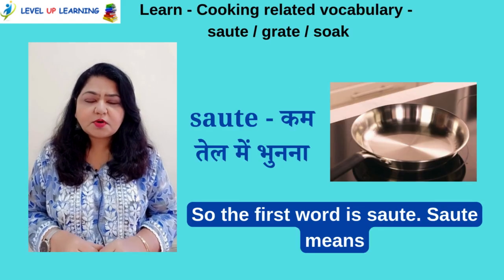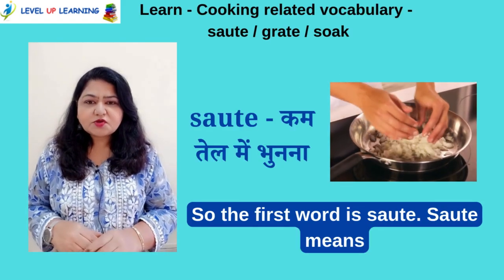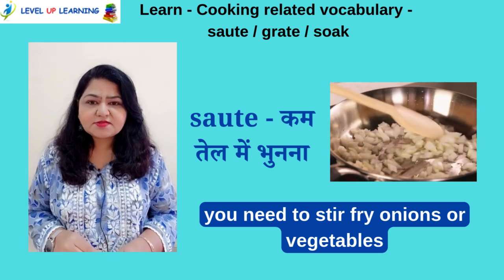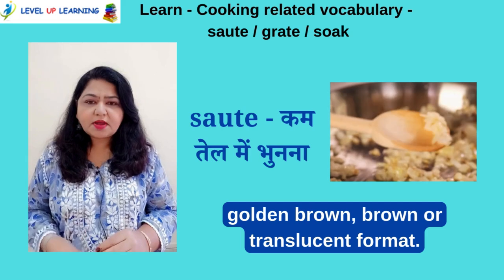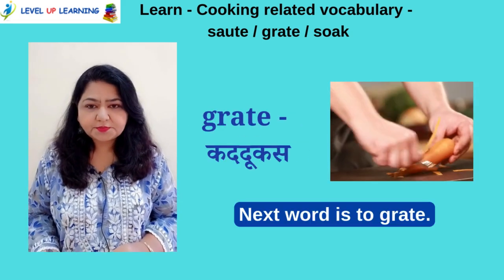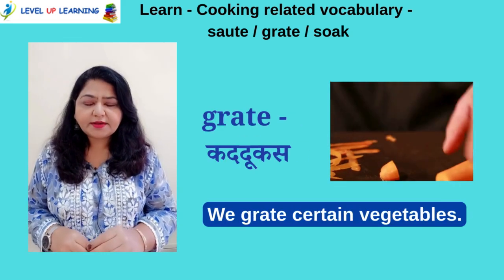So the first word is saute. Saute means you need to stir fry onions or vegetables in a slow flame till it turns golden brown or translucent in format.